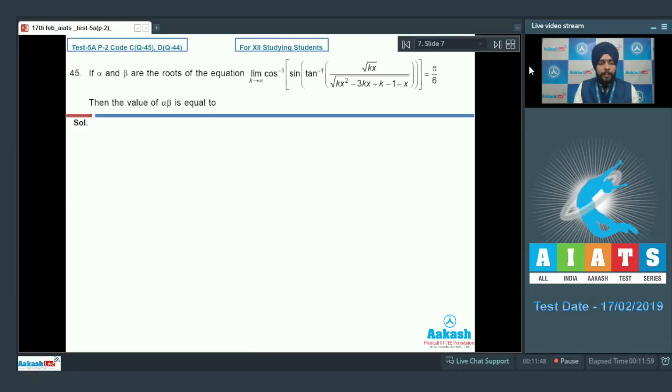Question 45 says that if alpha and beta are the roots of the equation, limit k tends to infinity, cos inverse of sine of tan inverse of root kx upon root of kx square minus 3kx plus k minus 1 minus x equals pi by 6. Then what is the value of the product of roots alpha into beta?